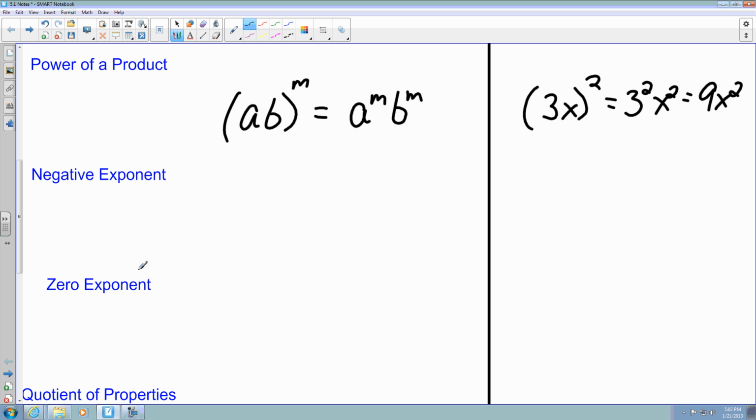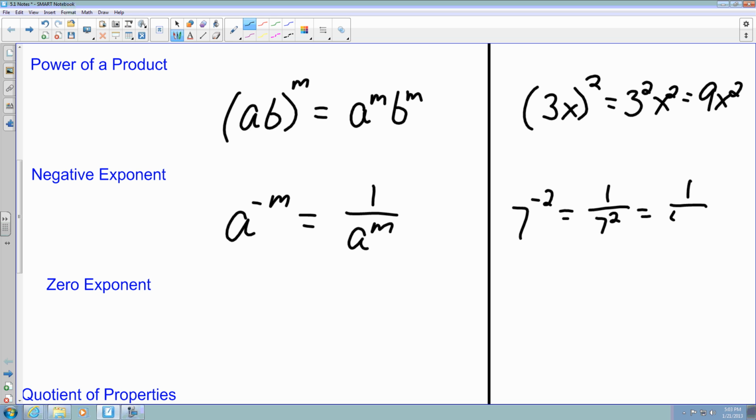Negative exponents state that if we had a to the negative n power, we could write it as a positive exponent by using the reciprocal. So a to the negative n ends up equaling 1 over a to the n. So like if I had 7 to the negative 2 power, this ends up equaling 1 over 7 squared, which ends up equaling 1 over 49.